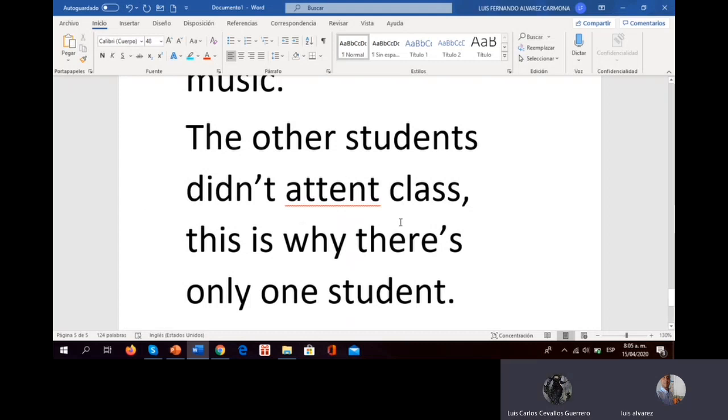The other student didn't attend class. This is why there is only one student. So the reason there is only one student is because the other student didn't attend class, right? Here I am explaining the reason. The other student didn't attend class. This is why there is only one student. Okay, Luis?